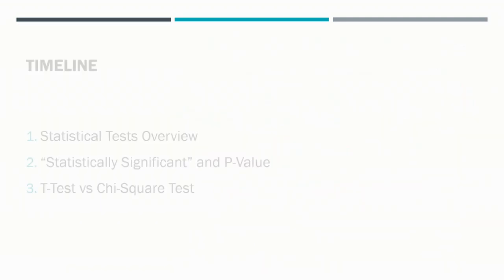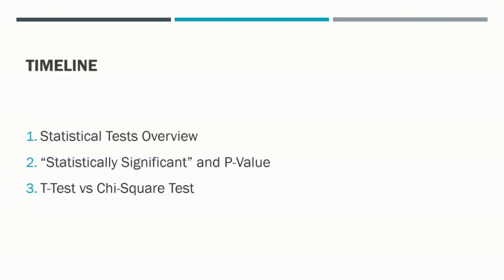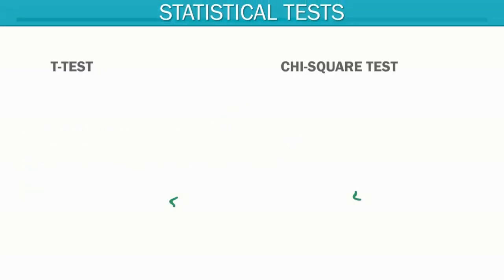Okay, so now just keeping track of where we are, we've now gone over just a brief overview of what statistical tests are, as well as what is meant by statistical significance and how to interpret p-values. So now let's go ahead and go over 2 common types of statistical tests, our t-tests and chi-squared tests.